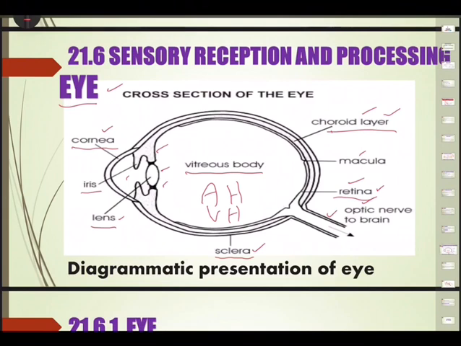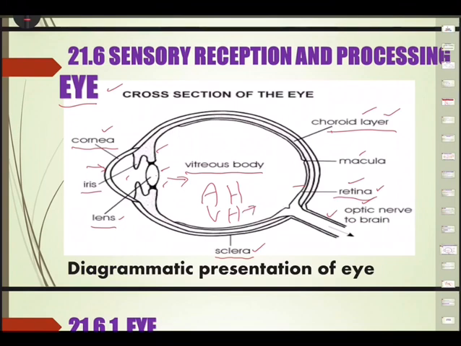And what about the mechanism of vision? The rays of light coming from an object fall on the retina. After passing through the cornea first, then the aqueous humor, then the pupil and the lens, and the vitreous humor, they fall on the retina.